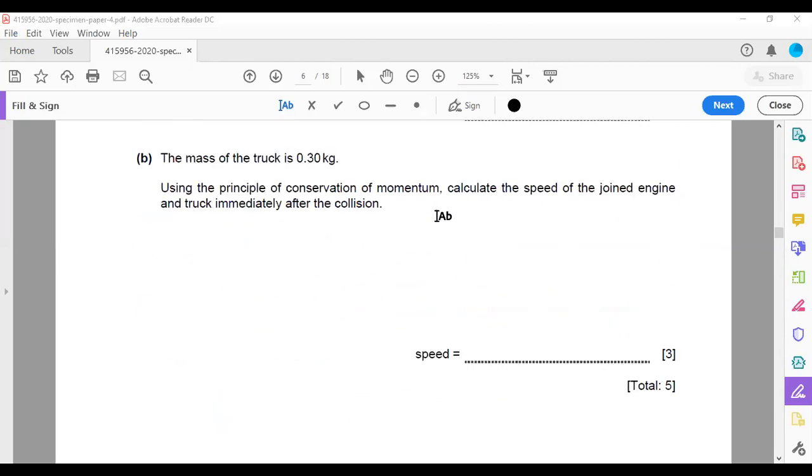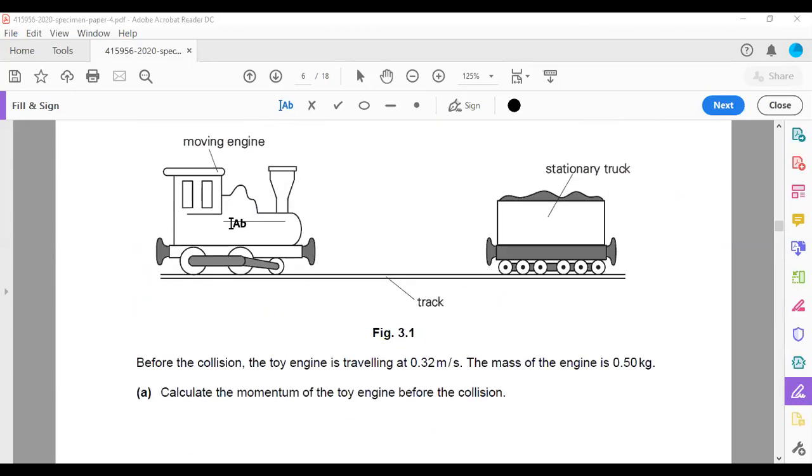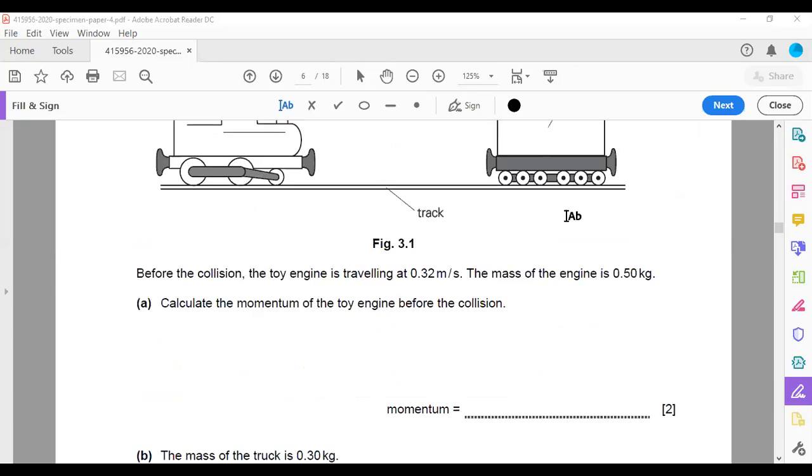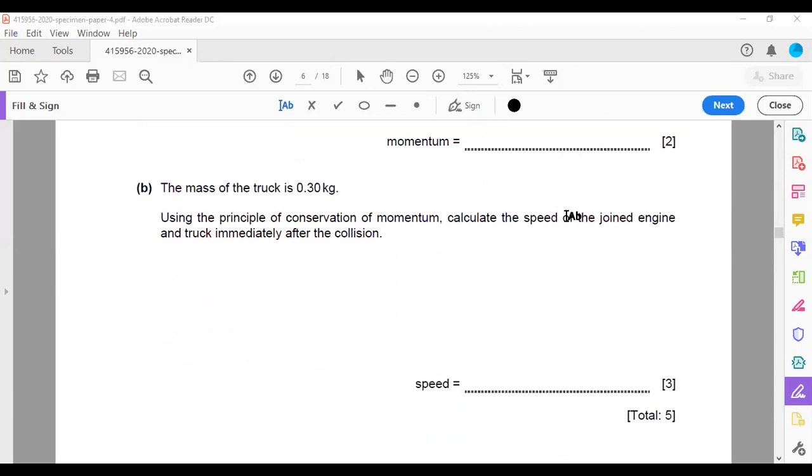The question says the mass of the truck is 0.30 kilogram. They ask you to calculate the speed of the joint engine and truck immediately after collision. So they stick together. This moving engine hit this stationary truck and they stick together. They move, but we don't know the speed. But remember, the truck was stationary.